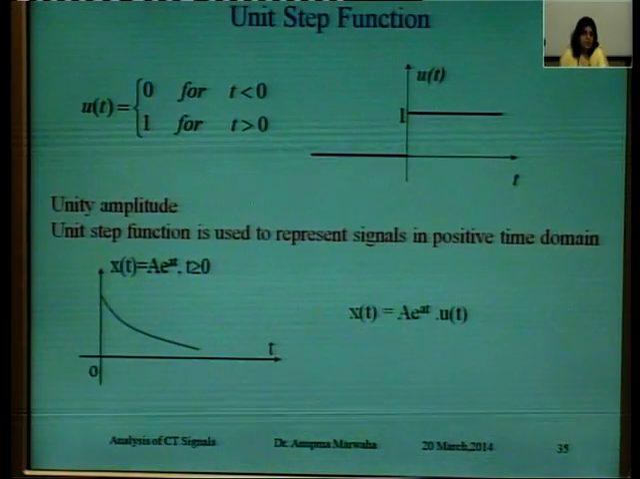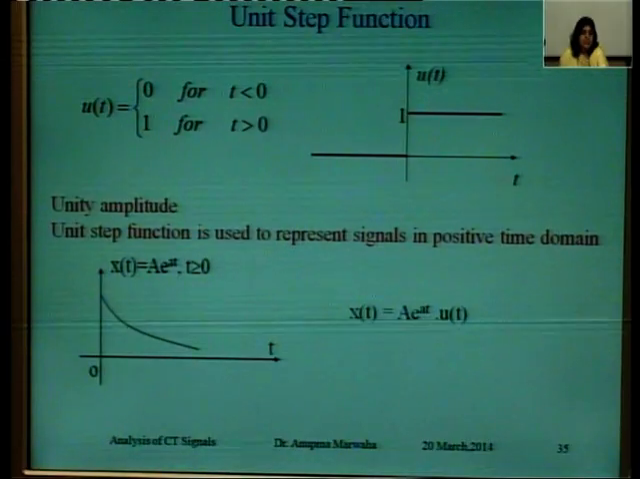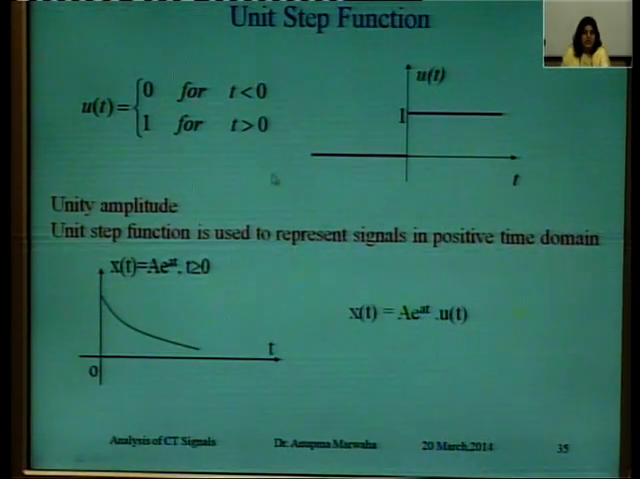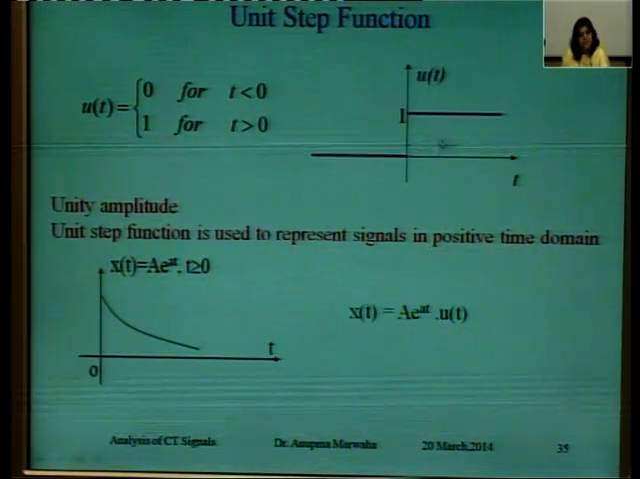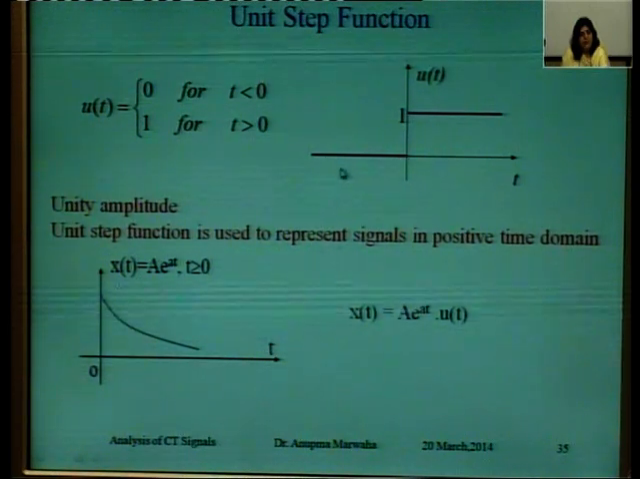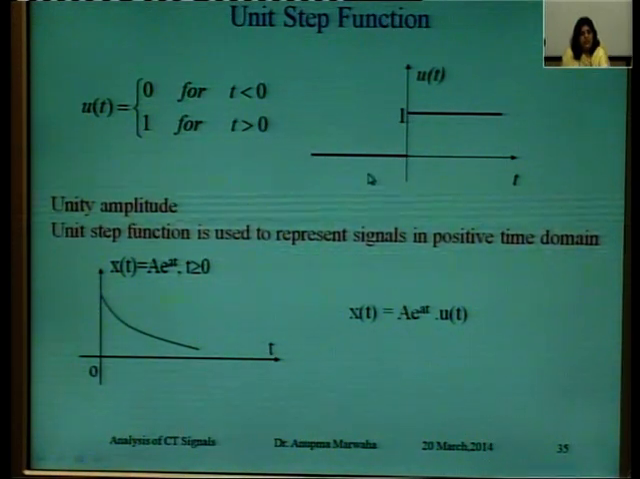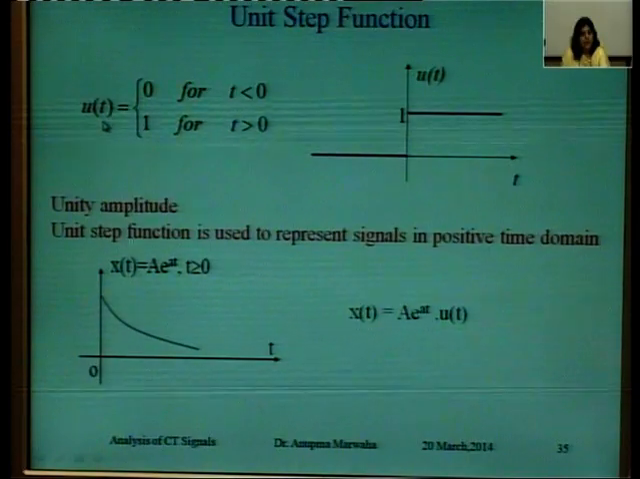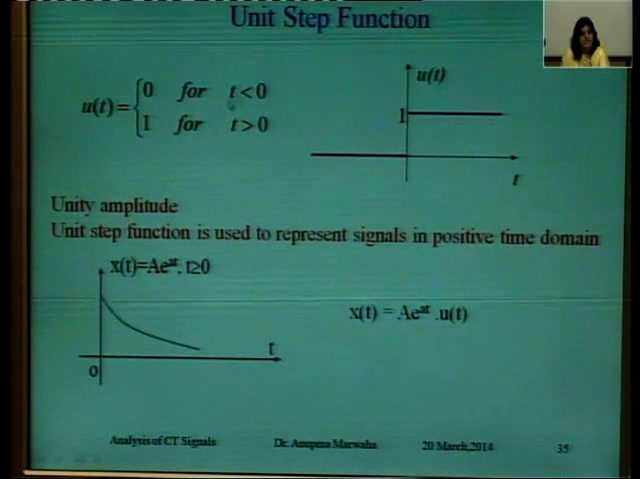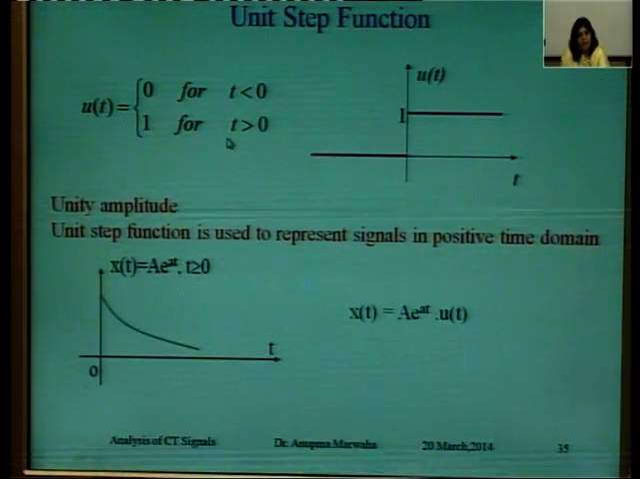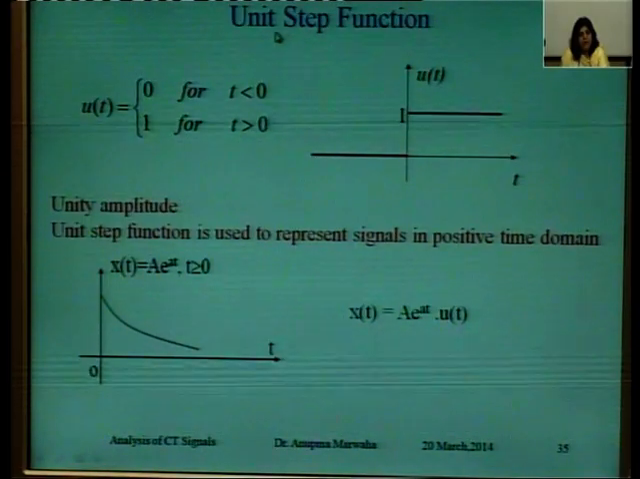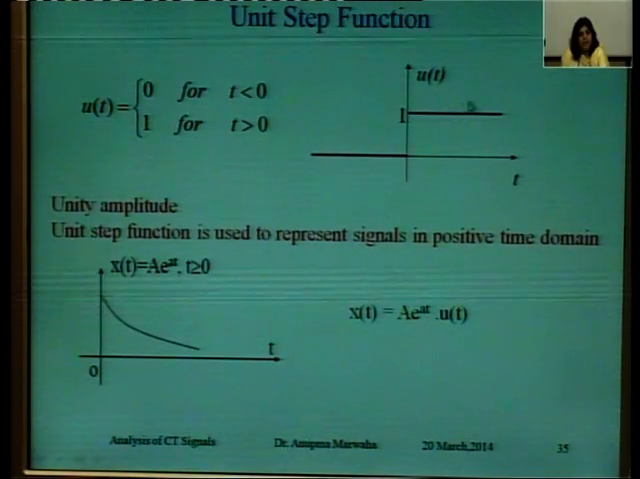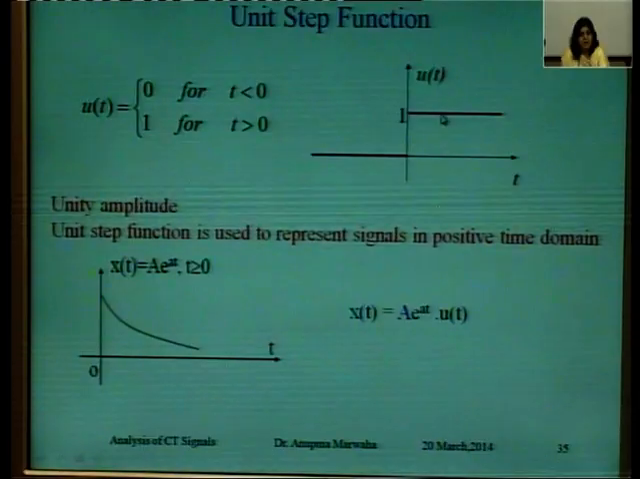So, what is the unit step function? The unit step function takes on a value of unity for the positive time domain and its value remains 0 for the negative time domain. It is represented as u(t). So, u(t) is equal to 0 for t less than 0 and its value is 1 for t greater than 0. Why is it called unit step function? Because of unity value for the positive time domain.